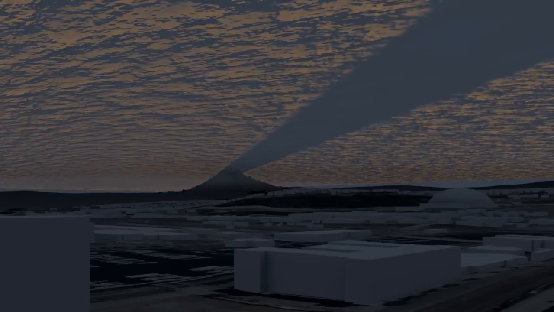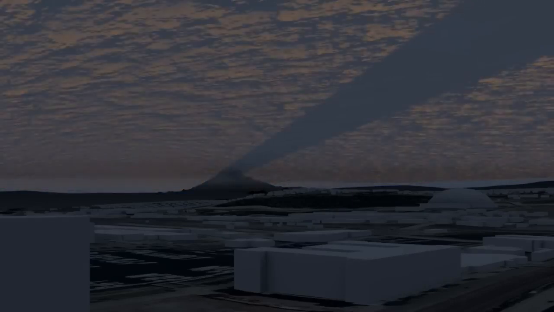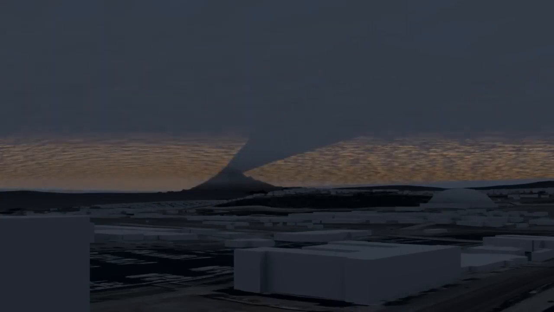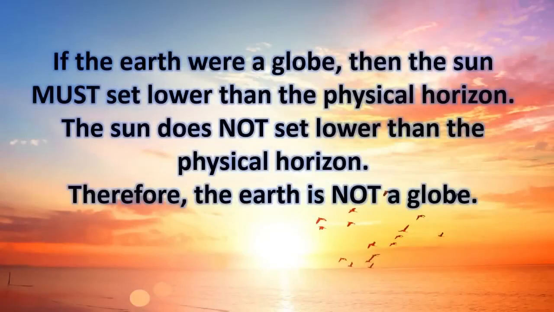If we lived on a ball, we should see some form of the bulge shadow twice a day on a nearly daily basis. Without question, this never happens in reality. Therefore, the globe Earth is not reality. If the Earth were a globe, then the sun must set lower than the physical horizon. The sun does not set lower than the physical horizon. Therefore, the Earth is not a globe.